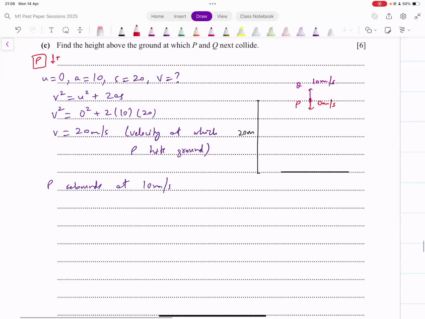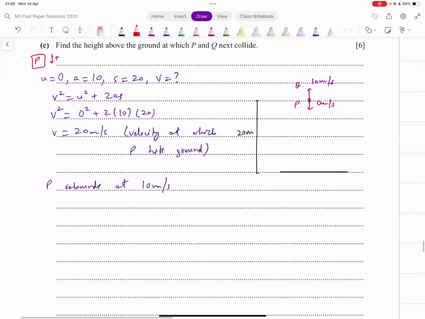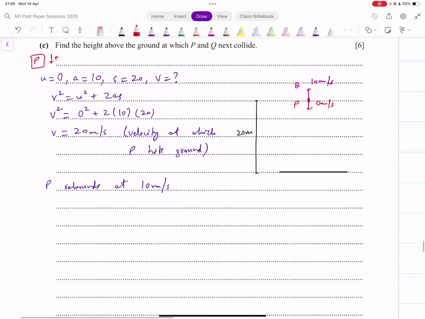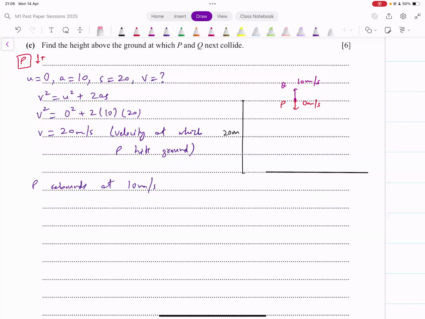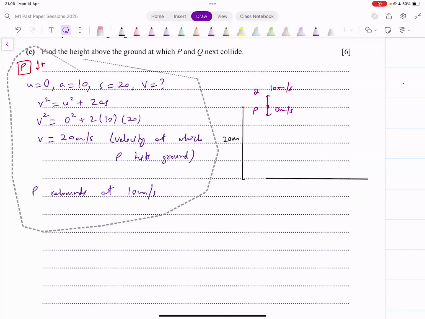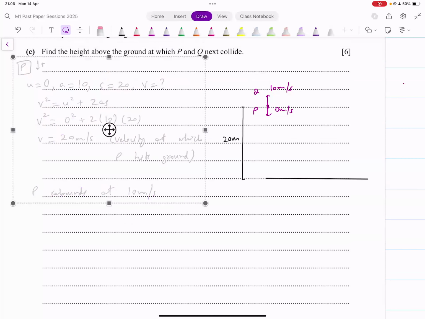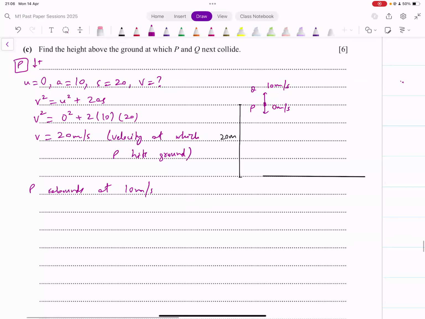Let me show the second part of this on the right side now. Second part of the journey. So this was the first part of the journey on the left side. Let me try and color code this somehow. This was the first part of the journey. Okay, now what about the second part of the journey? P is now moving upwards, and P is moving at 10 meters per second.